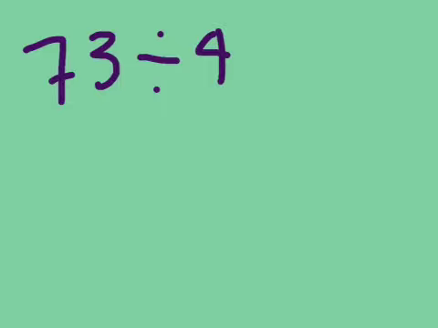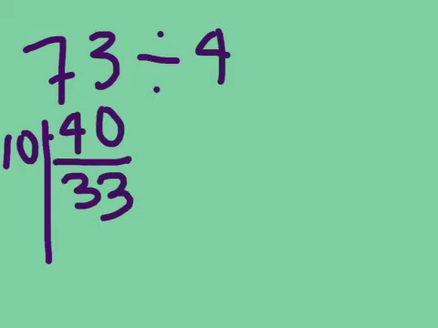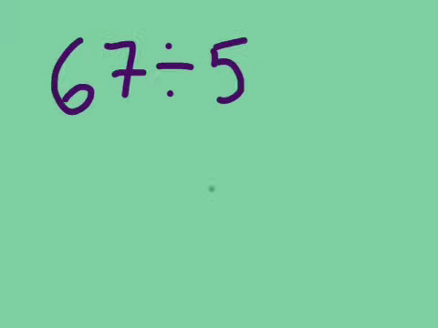For the next question, we'll start out by doing 10 groups of 4. Subtract those and we have 33 left over. Now I want to go through my 4 times table to think what comes close to 33. 8 groups of 4 does. So I subtract 32 from 33 and I have 1 remainder. So altogether I had 18 groups of 4 with a remainder of 1.